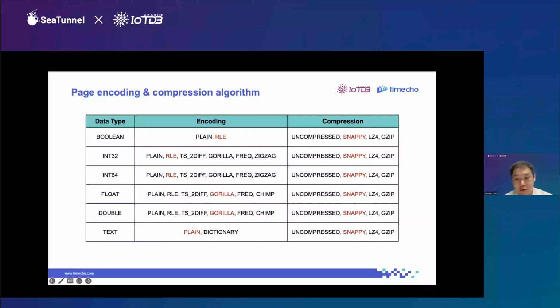And for data in a page, we have different encoding and compression algorithms. Look at this table. For each different data type, we have different encoding methods. We have both lossy and lossless encoding, and we have compression as a second level of compression.